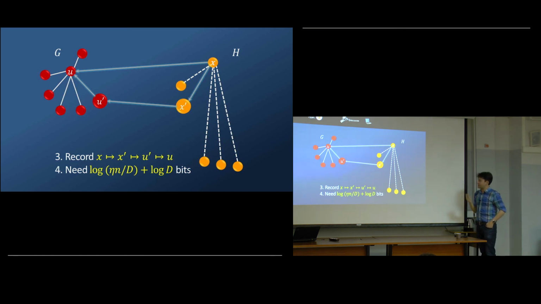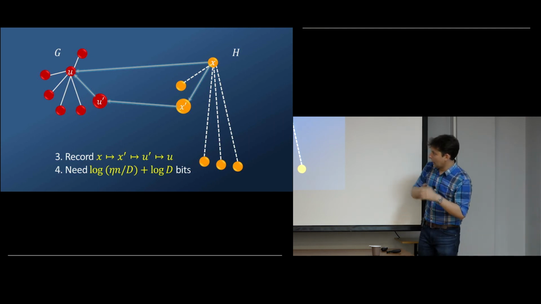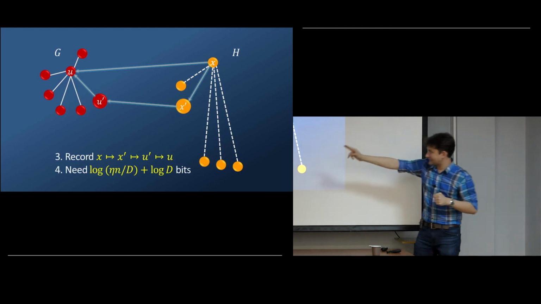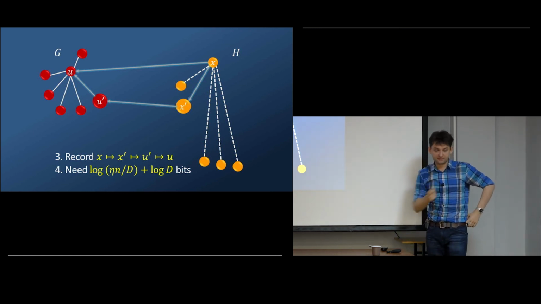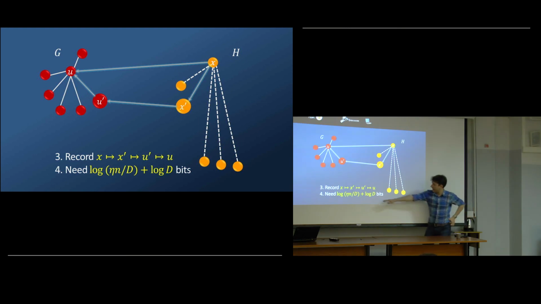Then we are in good shape, because we know that the ball around x prime of radius 3 delta contains at most eta n vertices in our SDP solution. That was the assumption: every ball of radius 3 delta contains at most eta n vertices. Now, the number of vertices sampled in the graph G is eta n over D, because we sample every vertex with probability 1 over D. So this number, eta n over D, is the number of sampled vertices in the graph G at distance at most 3 delta from x prime.